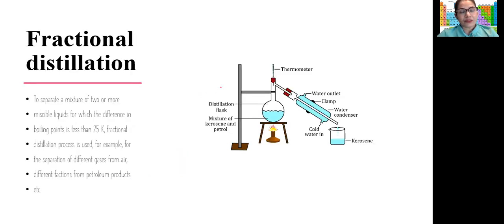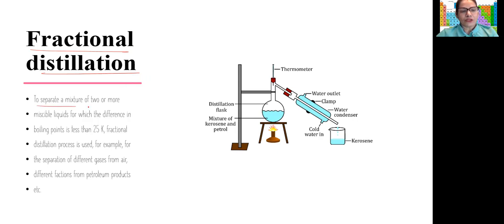Next, we have fractional distillation. Now, fractional distillation is used for liquids or a mixture which has components or substances where the difference in boiling points is less than 25 K. So it is very less. So there will be many components and their boiling point differences are very less. So we use what is known as fractional distillation.